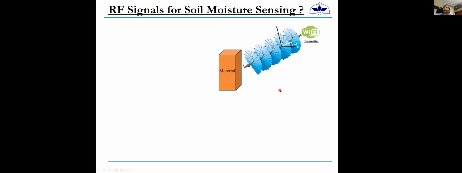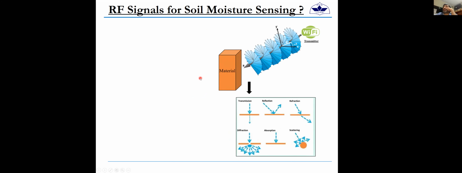So what we can do, we can put a material which is not wood or brick or glass or metal. For example, here this material could be a soil sample, whose soil moisture we have to sense. So what will happen? Your Wi-Fi signal transmitted from the router will travel into the space. It is going to hit this material. Whenever it hits this material, a lot of things happen. Physics tells us.